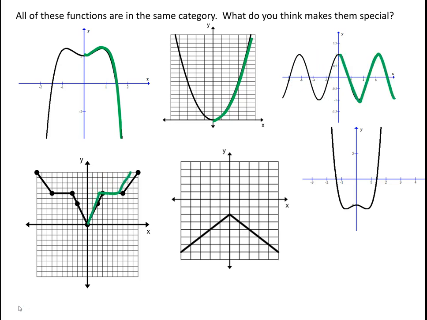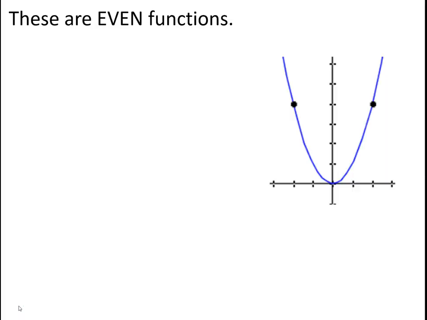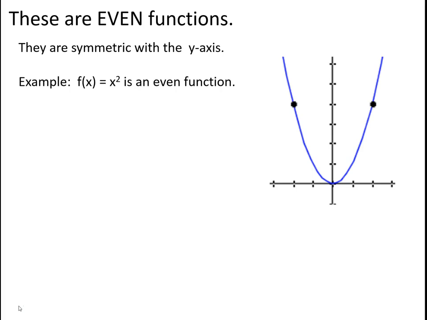You can see that each one of these is a mirror image across the y-axis. They look exactly the same on both sides of the y-axis. They are symmetric with respect to the y-axis. These are called even functions. They are symmetric with the y-axis.